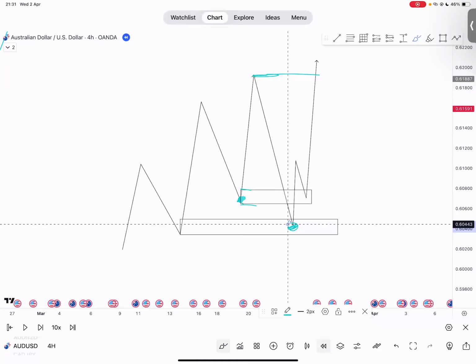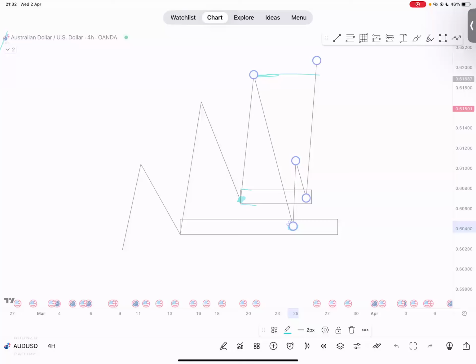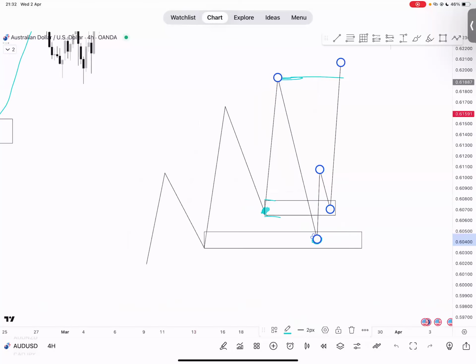Okay, then let's look at other examples here. Sorry, let me take this out. We have... please wait a minute for this to load.